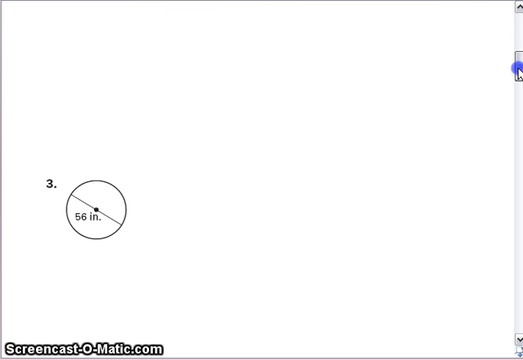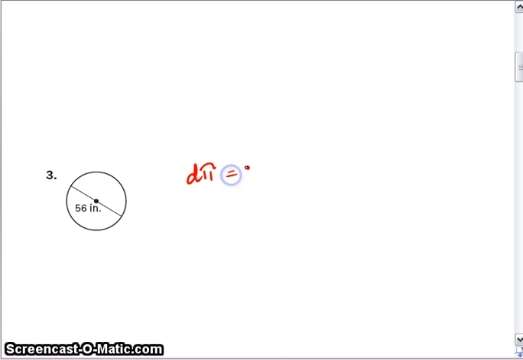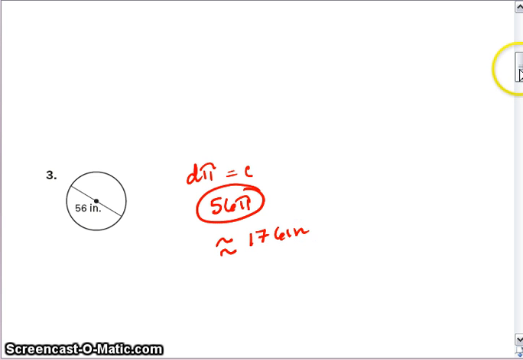All right, let's look at our next one. Again, we have the diameter. Diameter times pi is circumference, so 56 pi would be the answer. Or if you want an approximation, you could multiply 56 times 3.14 and get approximately 176 inches, if I round it to the nearest inch.